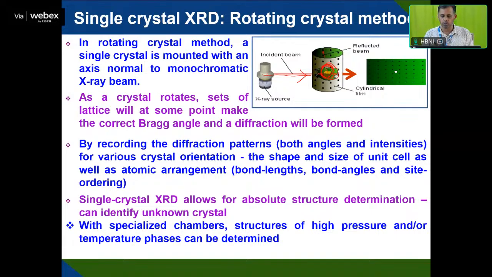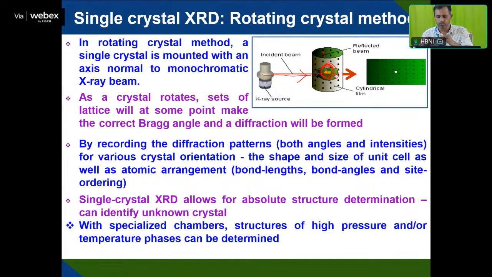So in the case of powder XRD, you vary theta, 2 theta, where the source and detector angles are changing. But here the crystal is rotating. Since the crystal is rotating, at some point a set of lattice planes will make the correct Bragg's diffraction angle, and the diffraction will form. So the crystal keeps on rotating.